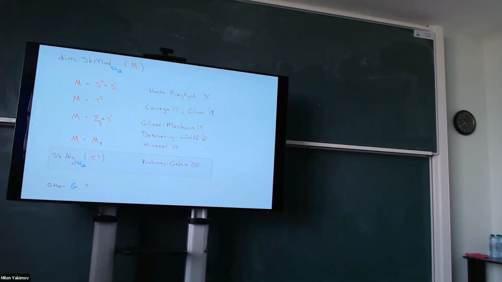So what were some results though for this? Well, for SL2, again, SL2 is very well studied, so lots is known for SL2. So if your three manifold is sphere cross S1 or three torus, in fact, any genus g surface cross S1, configured for that. But 2019 was not long ago. Also work, Gilmer-Masbaum and Detcherry-Wolff. Also for the mapping torus I'm going to talk about today for SL2.